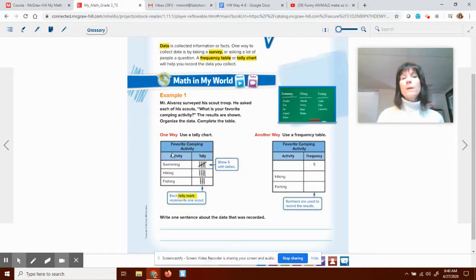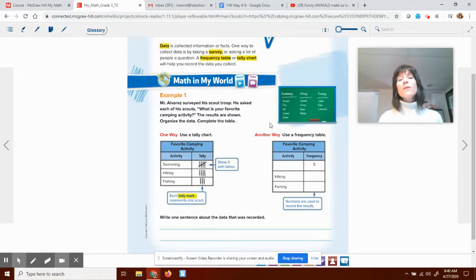We have both of our columns, and they're telling us this side's activities, this side is my results, and I put my tally marks. So we also know with tally marks, if I put 4 tally marks and then a line across, that represents 5. Makes it a little bit easier when you have a lot of people that you're surveying. You can count them a lot easier because you can count by 5s then.